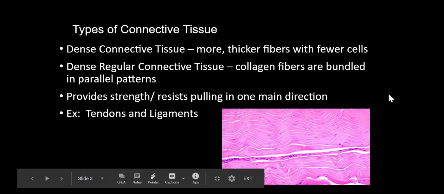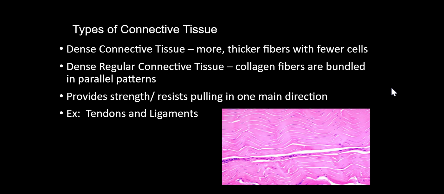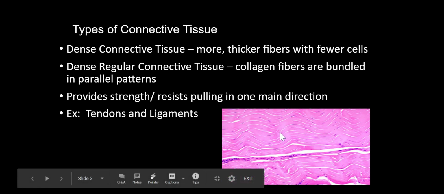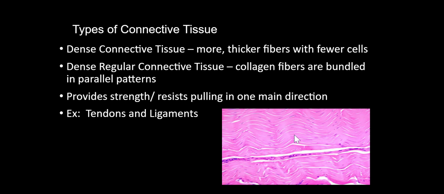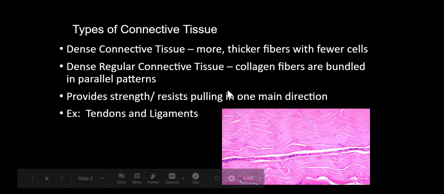Okay. So the opposite is dense connective tissue. And with dense tissue, you've got some cells and then there's a whole lot of fibers in between. Okay. And so dense regular connective tissue, all the fibers are kind of going the same direction.